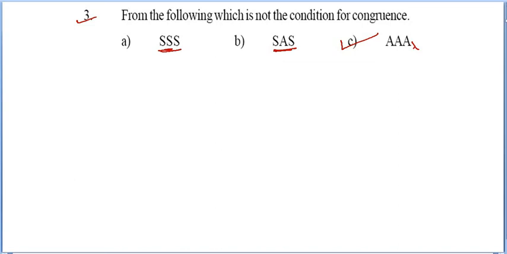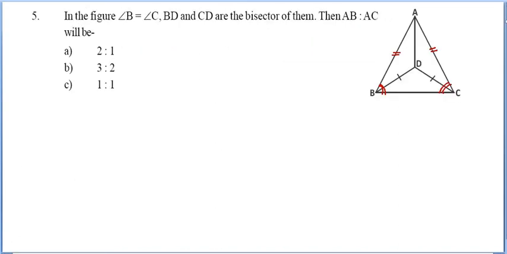Now come to the next. In this question you have to see in the figure angle B is equal to angle C. B and C are equal, so the sides in front of the angles are also equal. That means AB is equal to AC because angle B is equal to angle C. So the sides opposite them will also be equal. That means the ratio is always, remember it, 1:1. So you have to do this one.